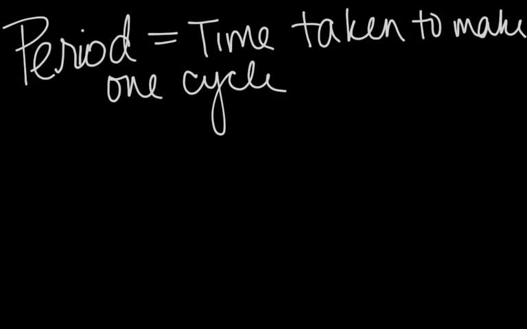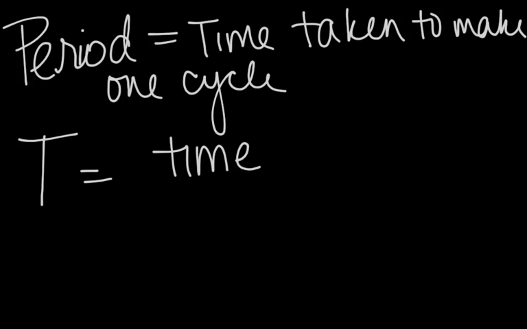Period is the time taken to make 1 cycle. So it's almost the inverse, or it actually is the inverse of frequency. So T, we denote it with a large T, is the time for 1 turn, which is time over turns. So while frequency is cycles per second, period is seconds per cycle.